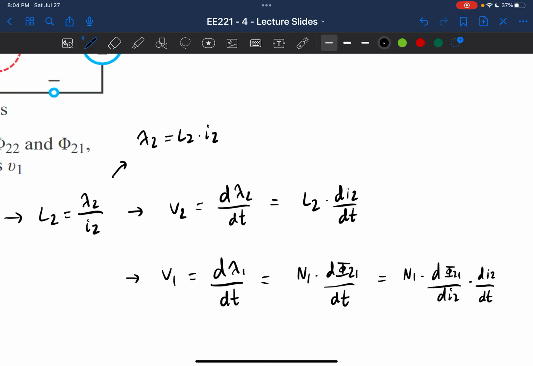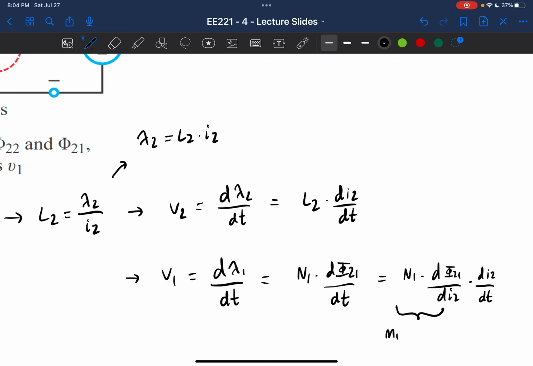And again, we kind of match forms here. We've got V2 equals L2 times di2 dt, and we're looking for V1, which instead of L2 here, we have this term here, which is also going to be in units of henries, multiplied by di2 dt. And so out pops our mutual inductance M12 here.